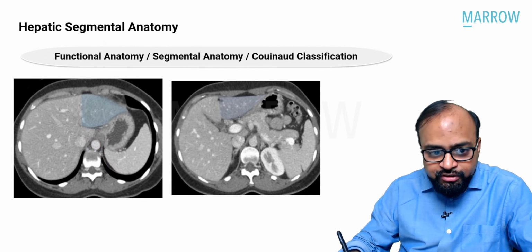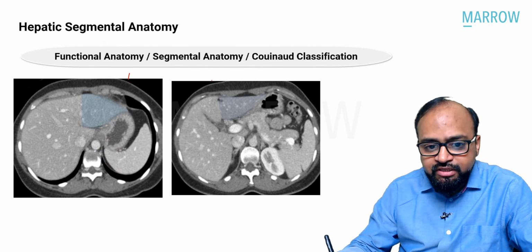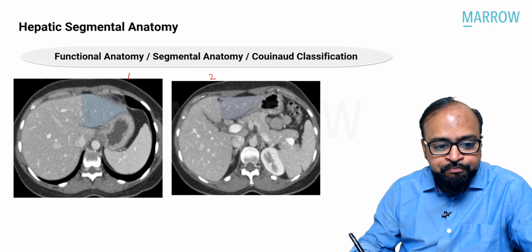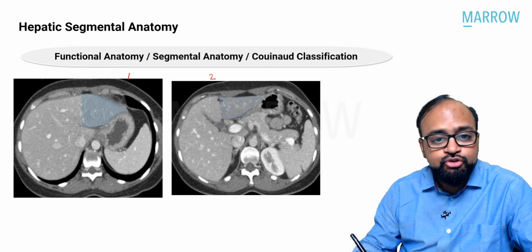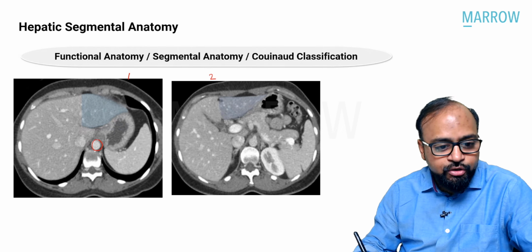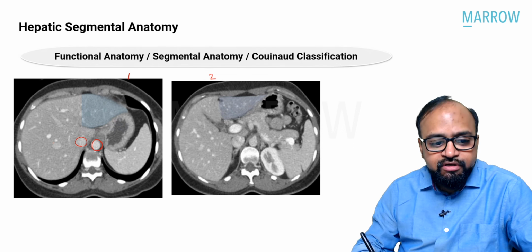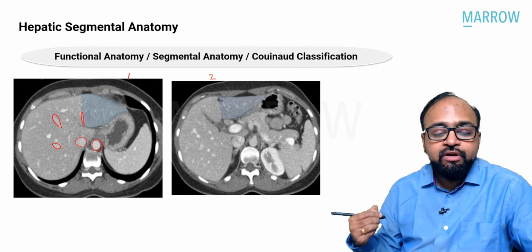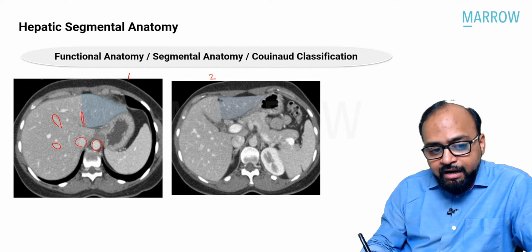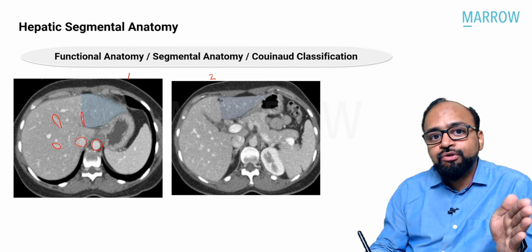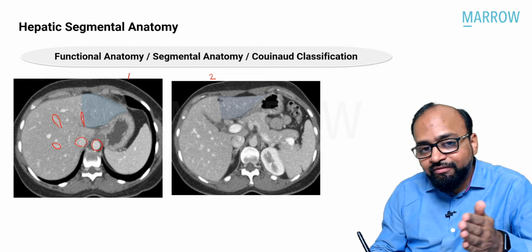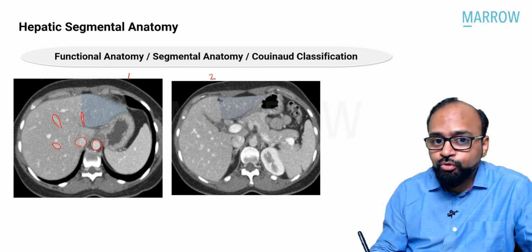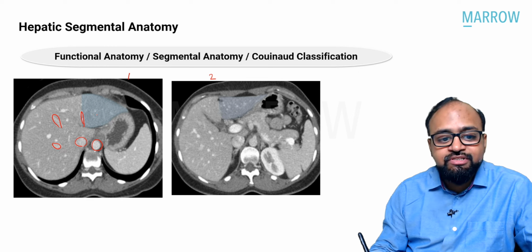Now look at these images, the first image and the second image. If you watch carefully in the first image, we are at a higher level. In the first image, you are not able to see the portal vein. You can see the aorta, you can see the IVC. This is the right hepatic vein, this is the middle hepatic vein, this is the area of the left hepatic vein. You're seeing a part of the liver which is to the left of the left hepatic vein, and superiorly. Why? Because the portal vein branches are not yet seen. So what is this segment?